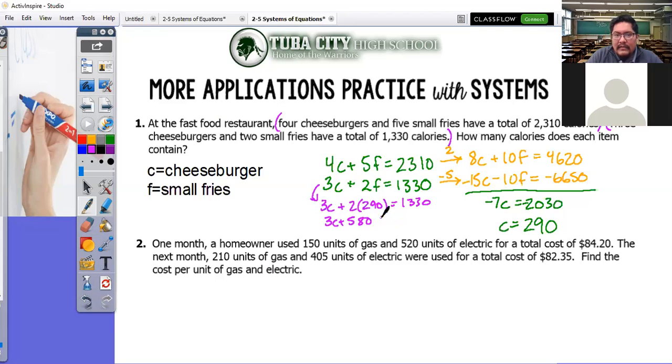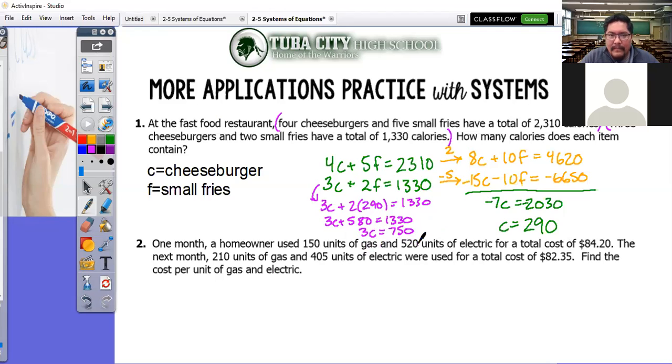So 3C plus 580 equals 1,330. And now I'm going to have to subtract, because we know that 580 of these calories come from the fries, so we're going to have to subtract that. So now we're just looking at 3 orders of cheeseburgers, which is going to be about 750 calories. And I'm just doing basic algebra here, so it's not really anything different. All right, so I know sometimes it might be a little bit difficult to keep up with this, but this is just basic algebra. So what number times 3 gives me 750? Well, that should be kind of easy.